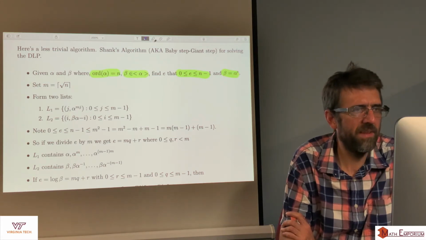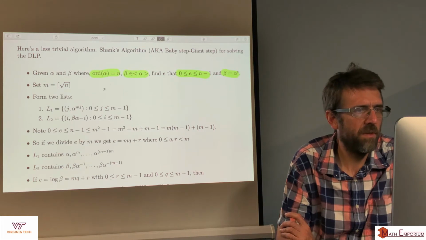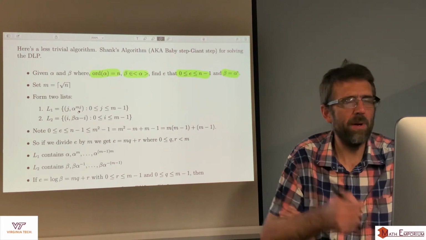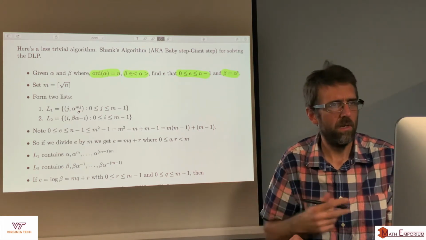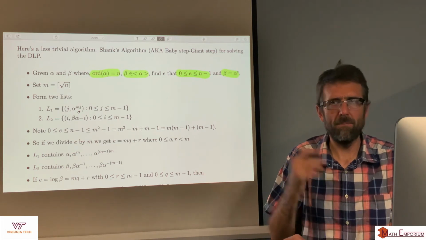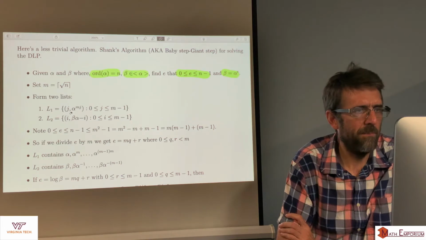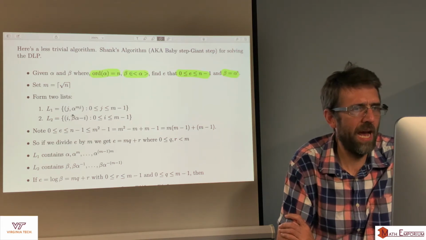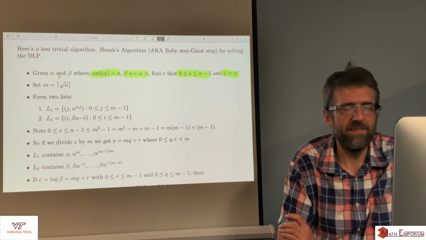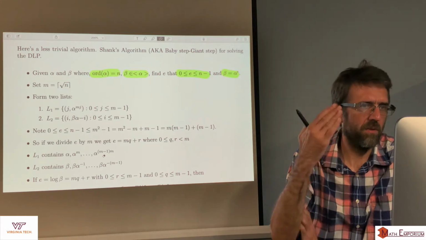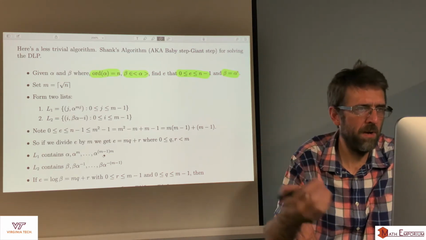And so I'm going to form this list L1, which essentially says, look at powers of alpha, but go in steps of m instead of going by steps of 1. So this will be things of the form j comma alpha to the mj, where m was the ceiling of square root of n. So look at all powers of alpha in steps of m.